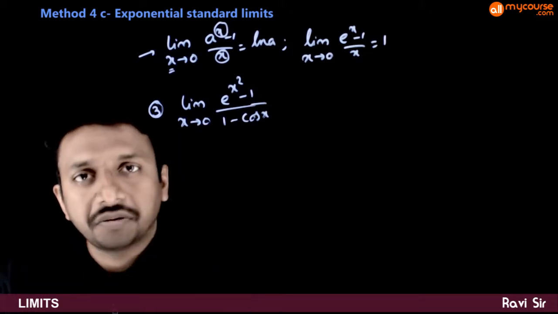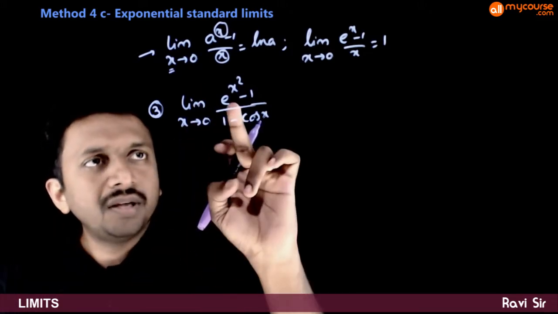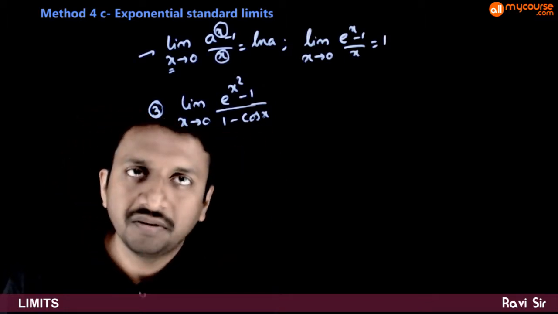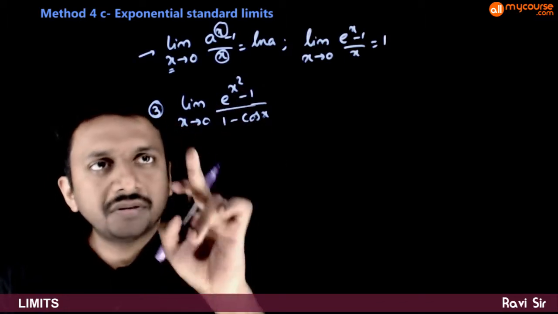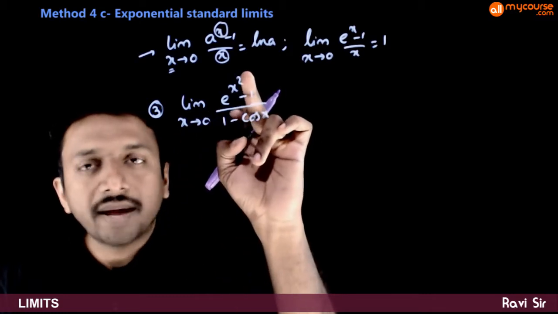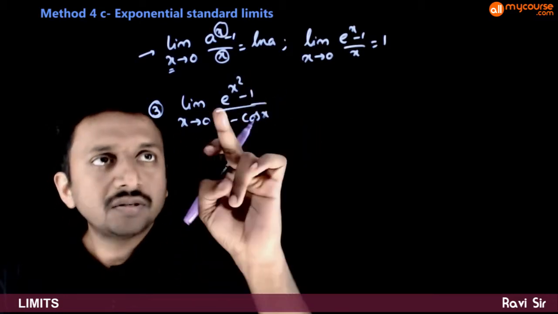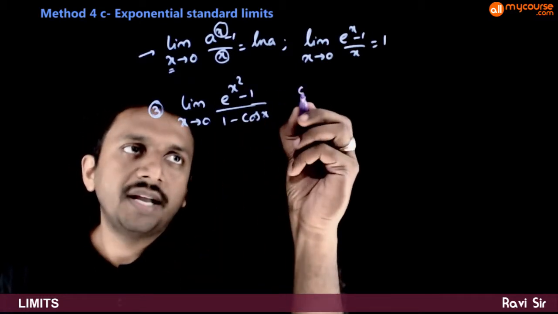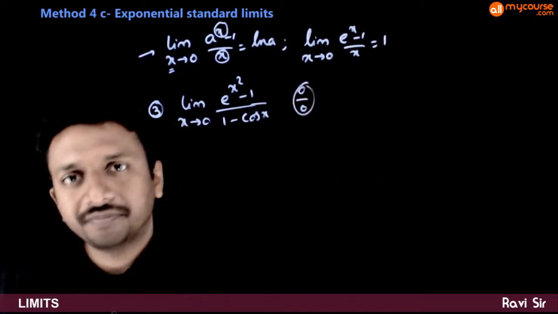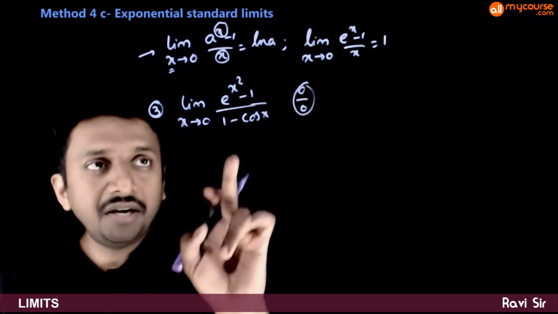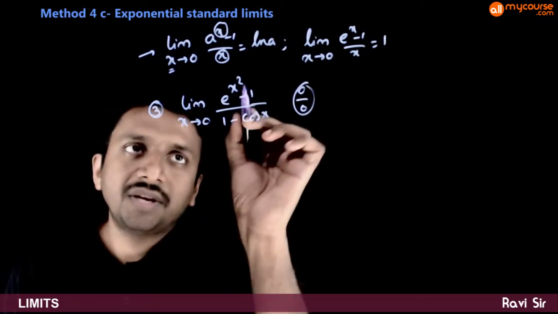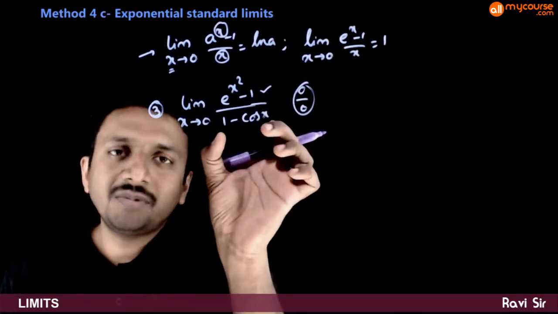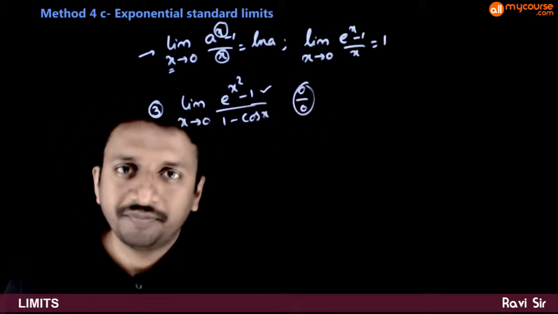Next, let us look at this question. Limit x tends to 0, (e^(x^2) - 1)/(1 - cos x). Again, if you do the direct substitution, x is equal to 0, x square is also equal to 0, so e^0 is 1, and you get (1 - 1)/(1 - 1). You're getting a 0 by 0 form. Now let us try to use the standard limits. As you can see, the numerator looks like an exponential form and the denominator looks like a trigonometric form.